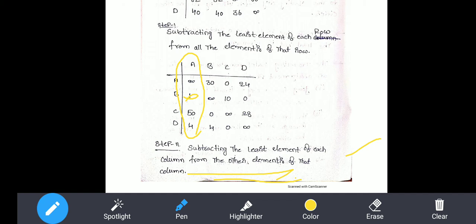1 can be subtracted, that is infinity, 0, 49. Next 4 minus 1, that is 3. So this will be the procedure that I will show to you in the next tabular column.